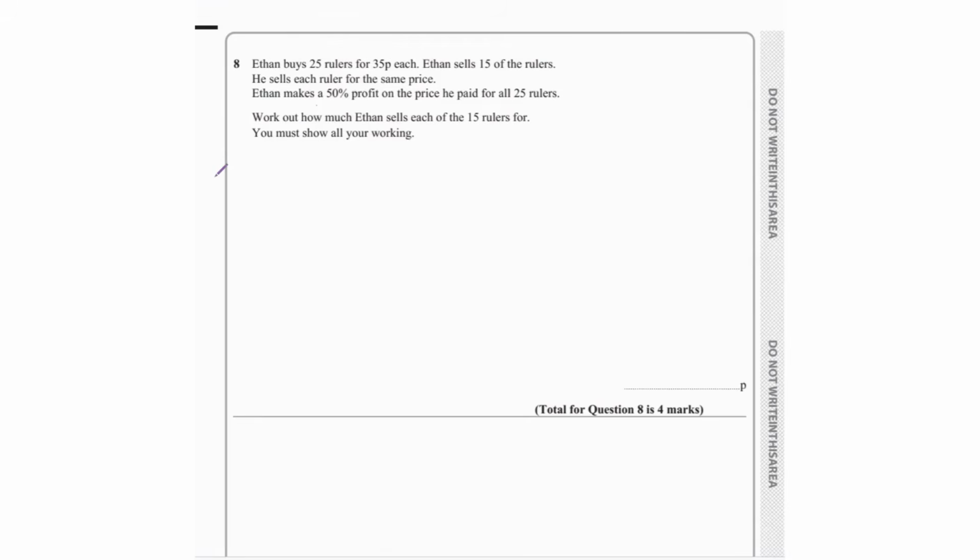So first you multiply 25 with 35 to see how much he's paid for the rulers. That equals 8.75 pounds. So he's making a 50% profit. So 50% of 8.75 is going to be 4.375 pounds. So 8.75 plus 4.375 is the total that he has earned.